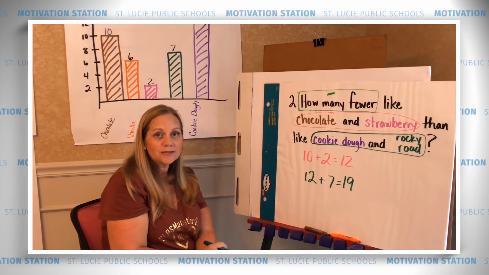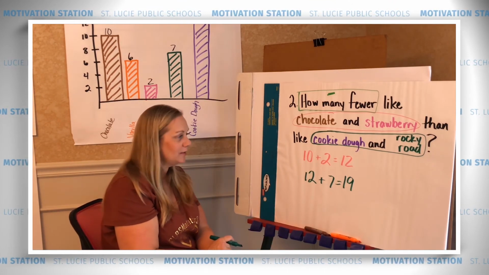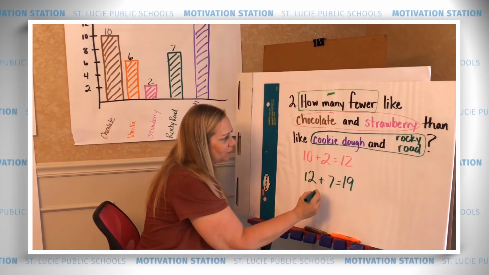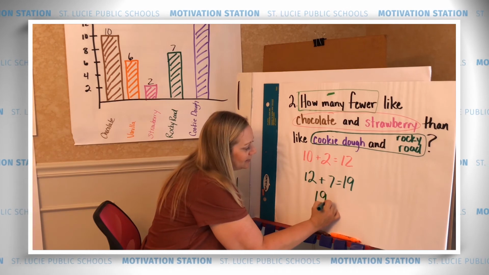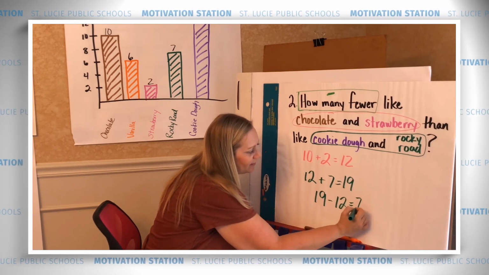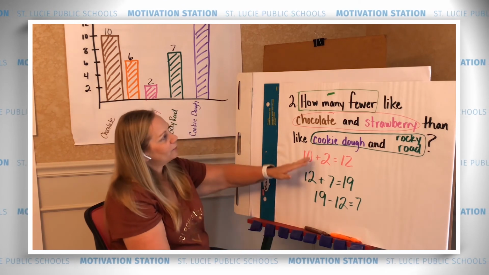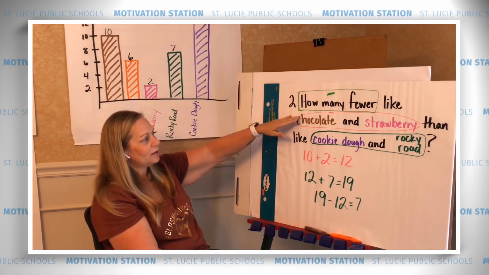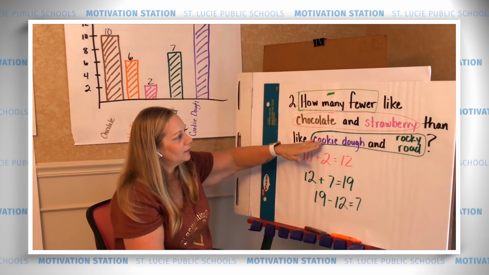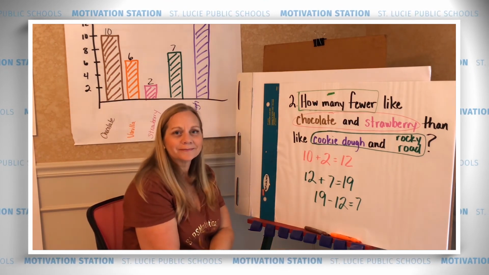We're still going to use the same principles when we find the difference. We're going to find the difference between the two groupings, 19 and 12. So 19 minus 12 equals 7. So our first group has less. Chocolate and strawberry have 7 fewer than Cookie and Rocky Road.